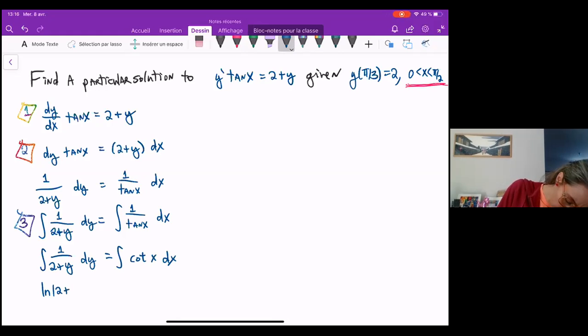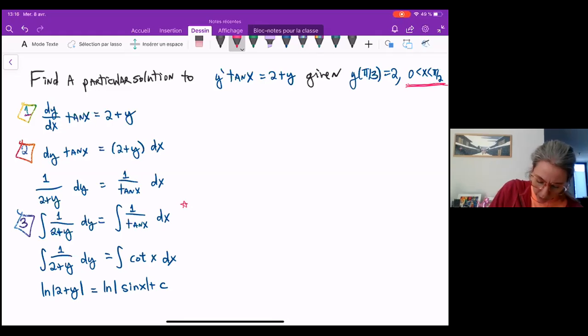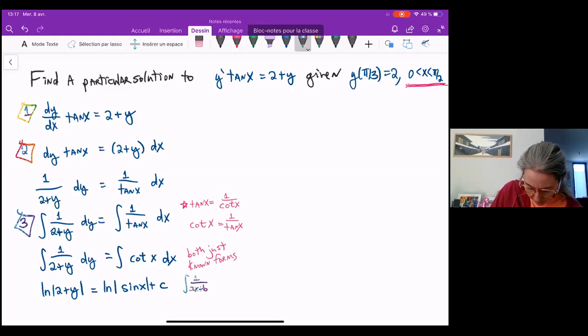We have ln of 2 plus y is equal to natural log of sine x plus a constant. So here, we just remembered our reciprocal identity that tangent x is equal to 1 over cotangent x, which is equivalent to saying that cotangent x is equal to 1 over tangent x. And then these were both just known forms. The one on the left there is the integral of 1 over ax plus b dx is equal to 1 over a natural log of the absolute value of ax plus b plus c.